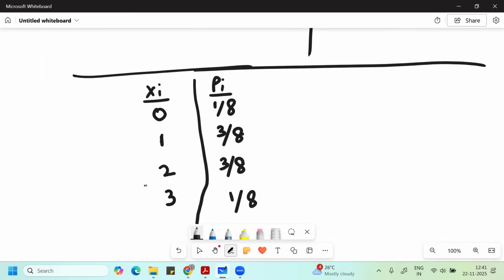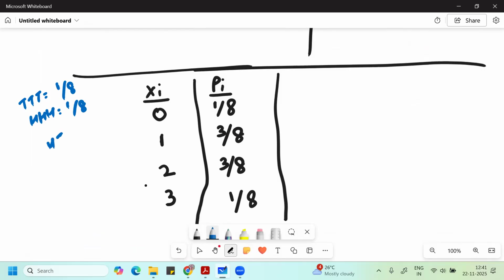If you don't know how this is coming, you should know this. Otherwise, just sit and calculate the possible outcomes if you are tossing three coins. There's only one way you will get all three tails. There's only one way you'll get all three heads. Then for one head and two tails, or two heads and one tail, the probability would be 3 by 8.